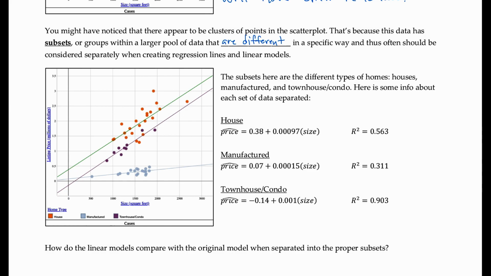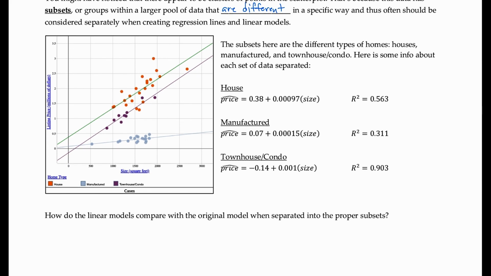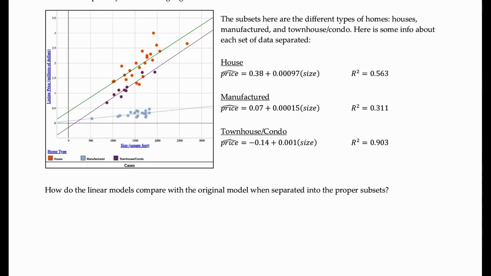So if we were to separate those subsets and come up with the individual linear models for each of them, here's what we would have here. I'm not going to say them all out, but you can take a look at it and see just how different they would be compared to just lumping all of the data together. So take a moment and respond to this question: how do the linear models separated compare to the one when everything was clustered all together? You should go ahead and write about that, and we'll talk about this in class, as well as talk about some other examples of subsets.